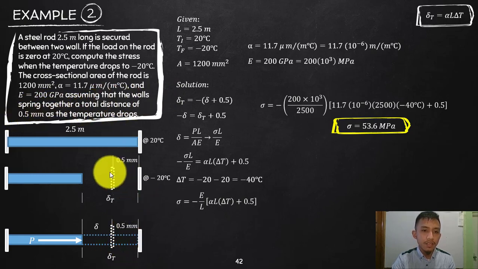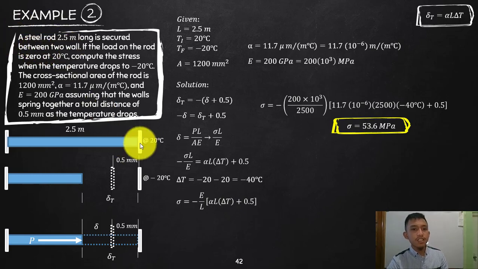So it means this member will not leave the wall, but the wall will move. So that is the meaning of that. The wall, together with that end of the member, will move 0.5 millimeter due to temperature. So it means that temperature will affect the member, and at the same time, the wall will be affected by the temperature. But that is still restricted. It is still connected.